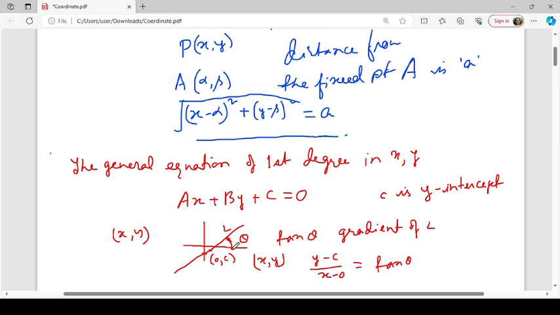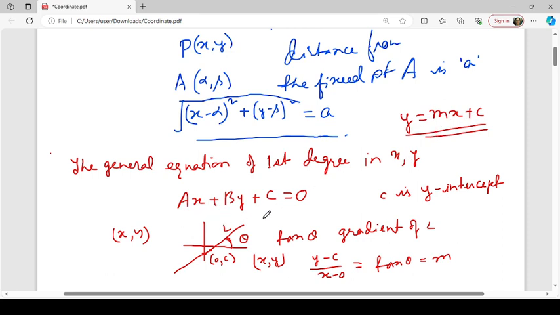And this L follows this rule, and simplifying this, we have y is equal to, and this tan theta, the standard notation for a straight line, is m. m is the gradient of the line. So y is equal to mx plus c. So this is the equation of the straight line, or the locus of the point which moves such that its gradient is m and y-intercept is c. And this is y is equal to mx plus c.